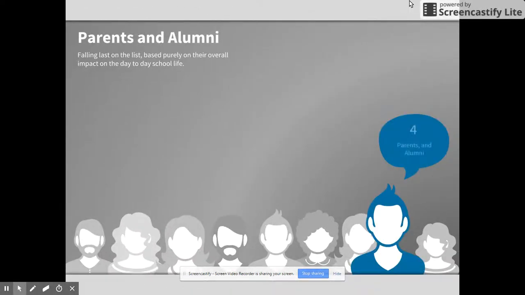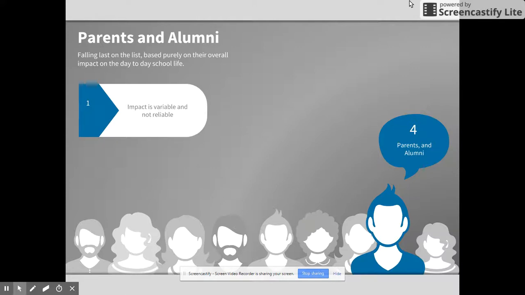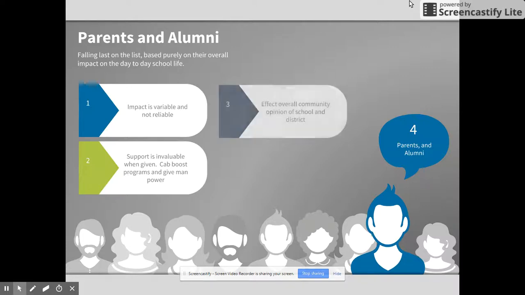Parents and alumni are last on my list. It's not that they aren't impactful, it's more the randomness of their impact. It's variable and non-reliable. You can have some alumni that are providing grants and loans and doing all sorts of great stuff, but the vast majority of your alumni does almost nothing for your school. Some parents can support the school and do lots of things, and other parents can almost be a hindrance to the school. So it's invaluable when given and can boost a program and give manpower. However, the randomness and the almost unpredictability of it makes it lower on the list.